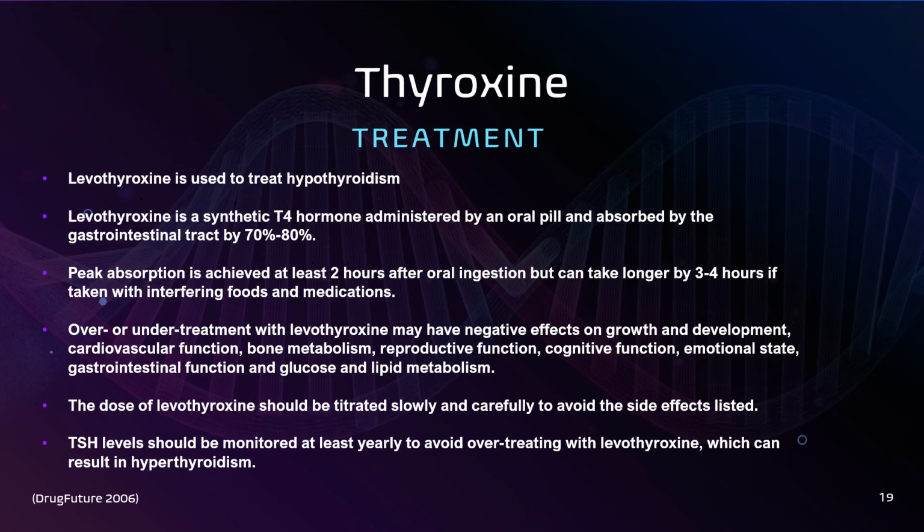Over or under treatment with levothyroxine may have negative effects on growth and development, such as cardiovascular function, bone metabolism, reproductive function, cognitive function, emotional state, GI functions, and glucose and lipid metabolism. The dose of levothyroxine should be titrated slowly and carefully to avoid the side effects listed. And then TSH levels should be monitored yearly to avoid overtreating with levothyroxine, which can result in hyperthyroidism. So basically, if you take too much levothyroxine just to treat it, you could end up with the opposite effect of having hyperthyroidism.